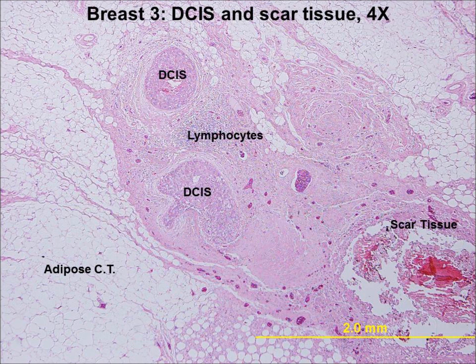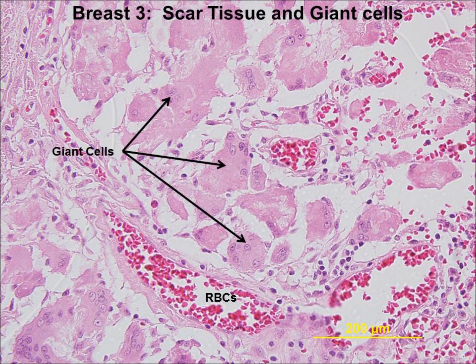Again, switch back to the 4X objective lens and locate the region of scar tissue, which probably resulted from a previous biopsy. Examine this region under higher power and locate a collection of giant cells, which, as the name implies, are very large and multinucleated. These cells are a type of macrophage that have converged in this region and fused together. This is a normal part of the healing process from a wound.